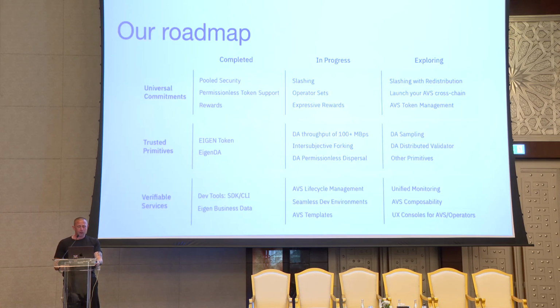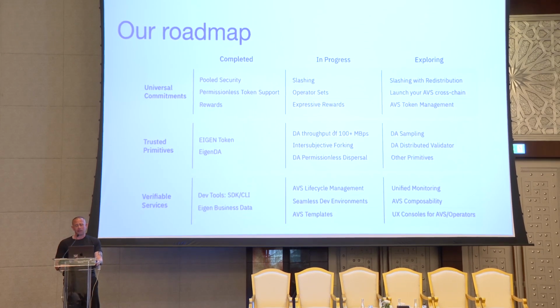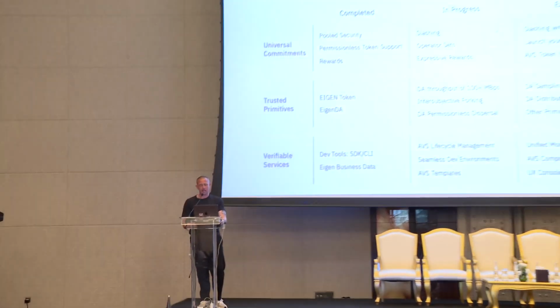All right, so roadmap. I think we've actually already shipped some of the stuff that's listed here, like slashing. So slashing was in progress, it's now shipped. We're working on data availability throughput of 100 megabytes per second, which would be around 75 times more scalable than the next leading option in the space. And really lowering the barrier to entry for developers is a big focus for us. So we want to make building AVSs 100 times easier.